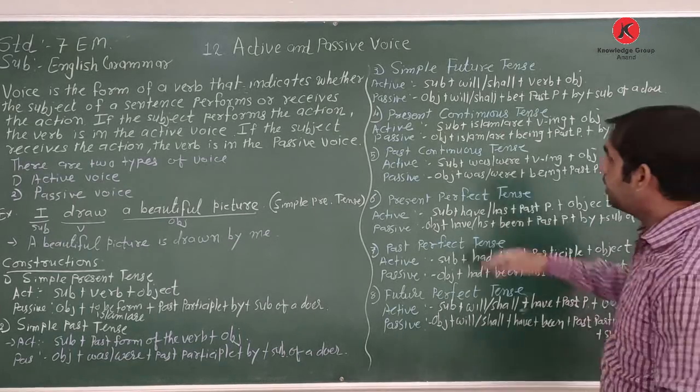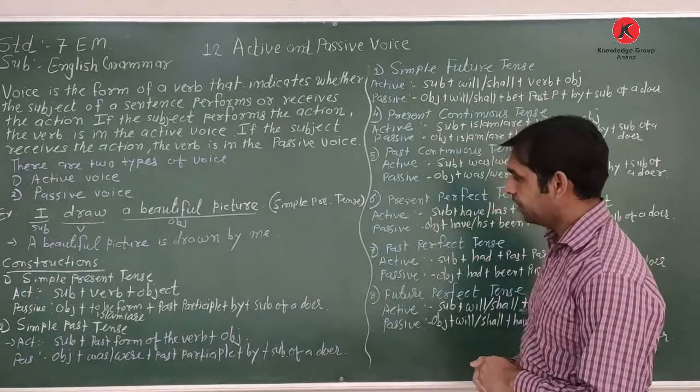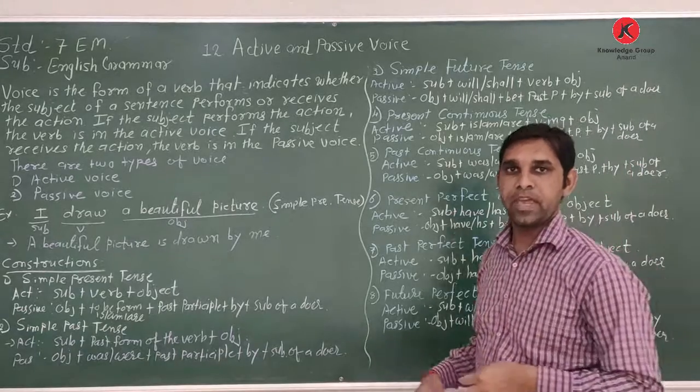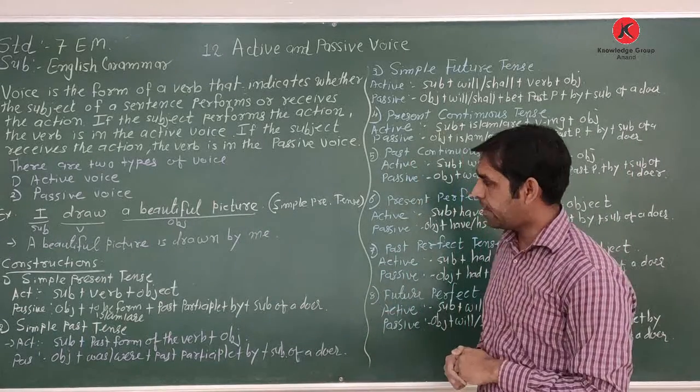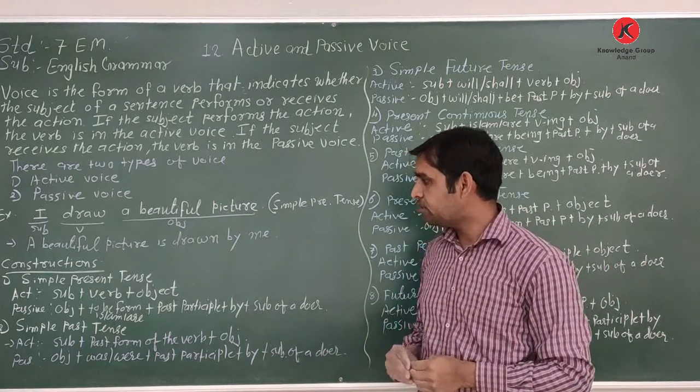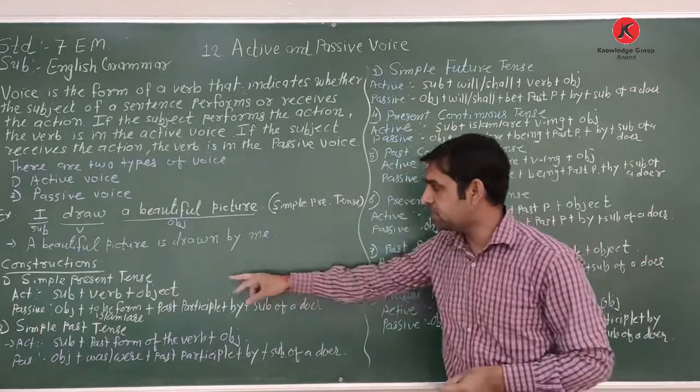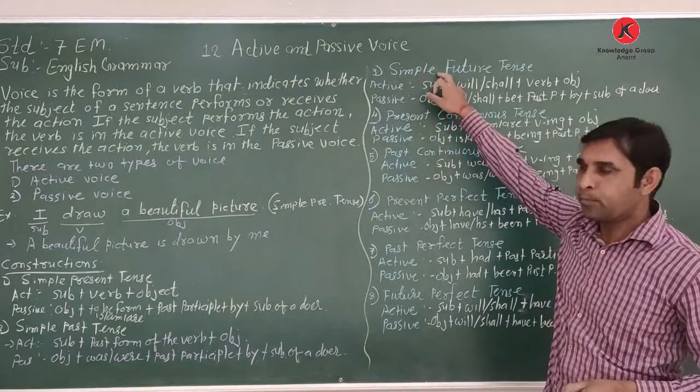So now comes to the third. I have completed writing it: all the tenses, eight of them, which we can change from active into passive. The first and second I have discussed with you. Now comes to the third one, the simple tenses: simple present, simple past and simple future.